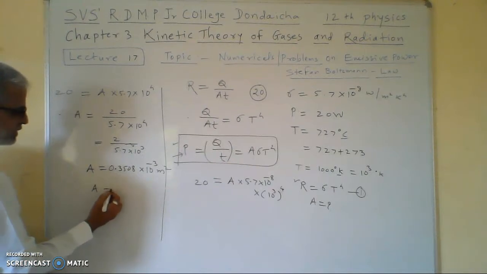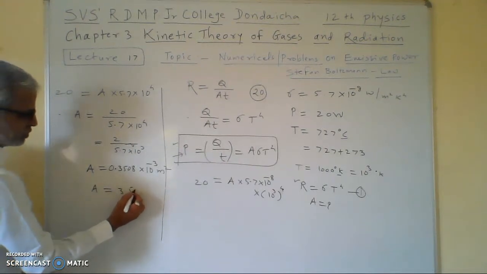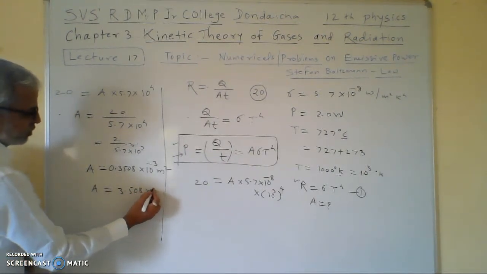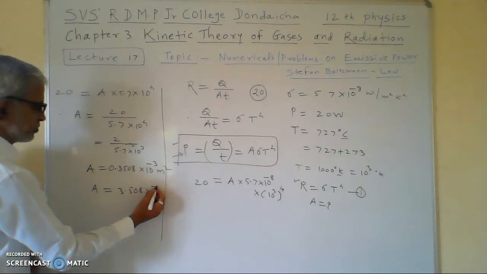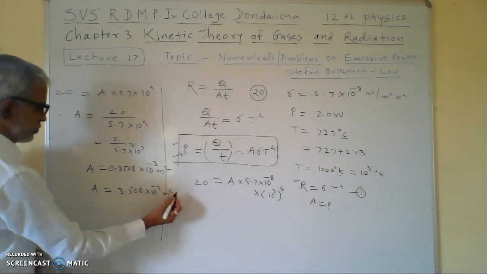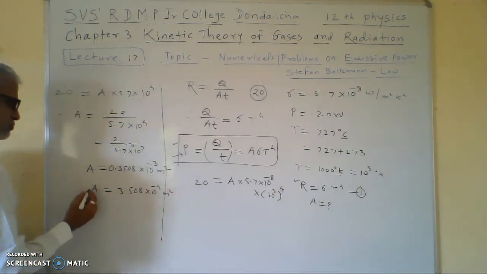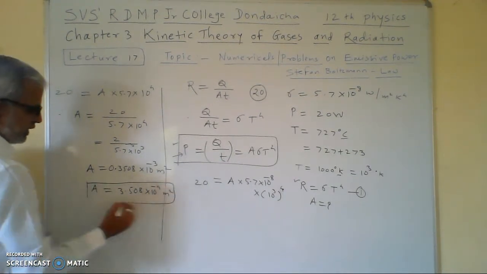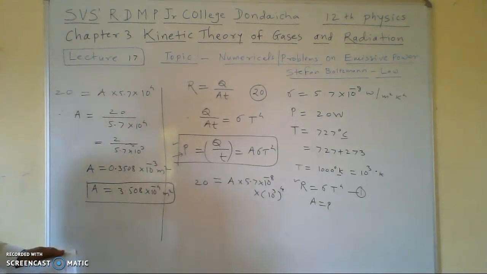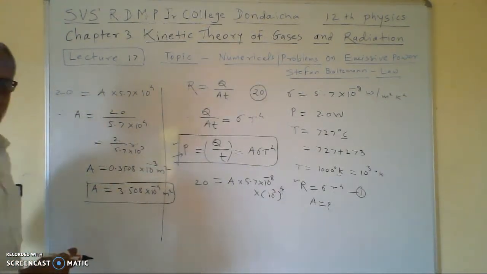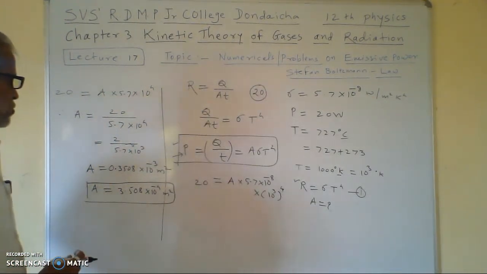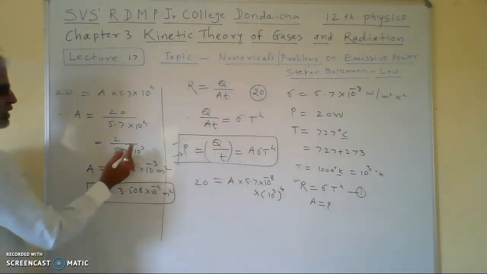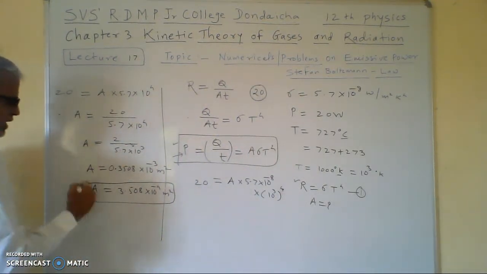You can write this as 3.508 into 10 raised to minus 4 meter square. So this will be the final answer, 3.508 into 10 raised to minus 4 meter square. So this is the answer, the area.